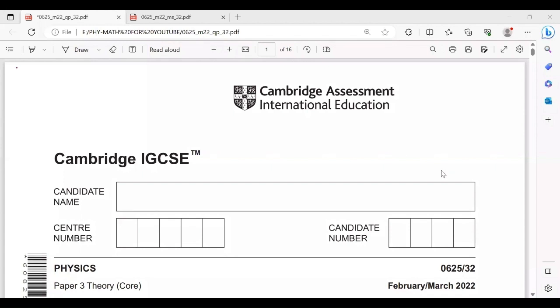Hi students, now we are going to learn how to find the solutions of a physics past paper. Past paper 3, theory core on February March 2022, past paper number 32. Okay, let's start.